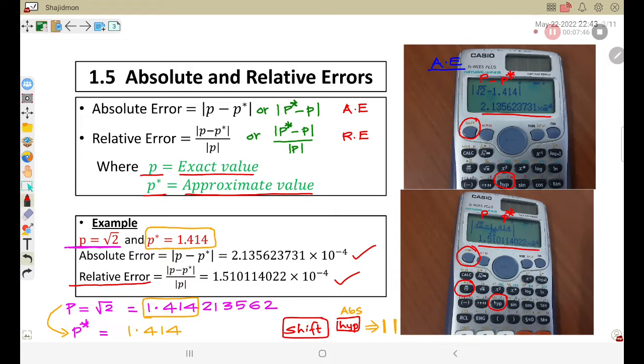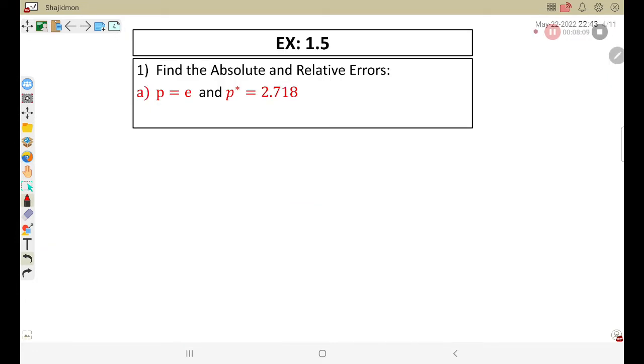So I hope you understood how to enter absolute error and relative error in the calculator. Use the switch shift hyp and numerator by denominator when you are calculating relative error. So this is the idea. We need to study this section 1.5. We will go through more questions from this. Okay, exercise 1.5.